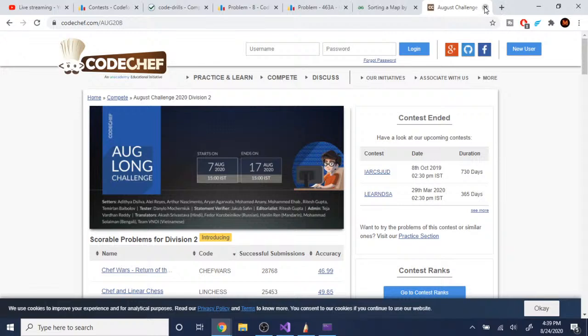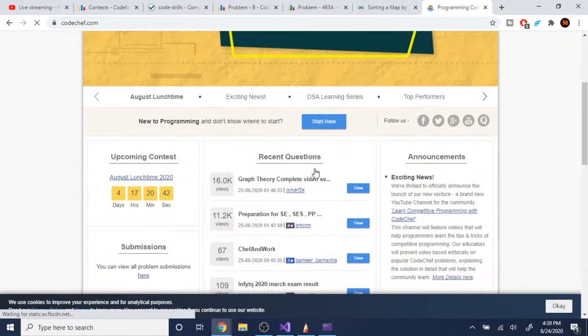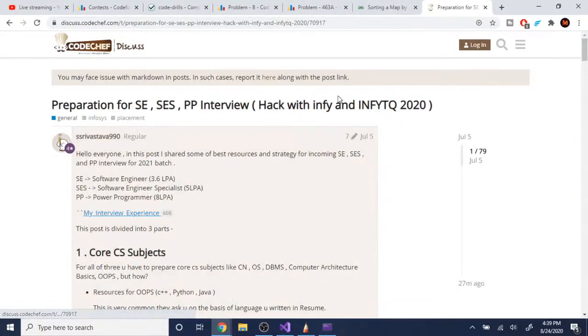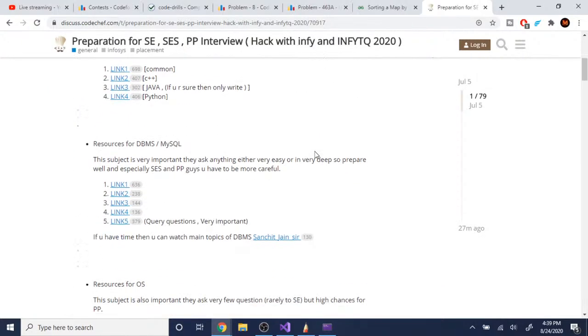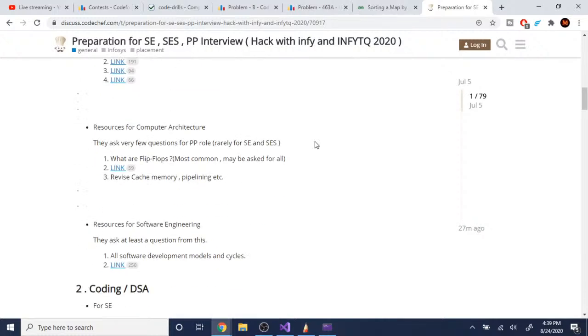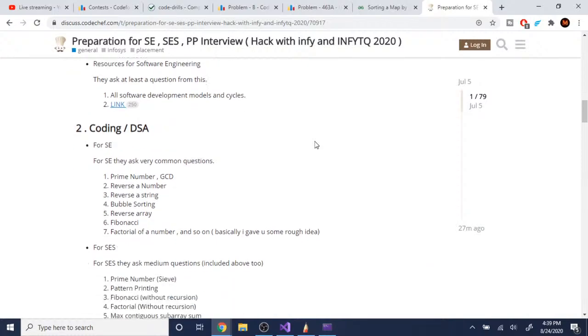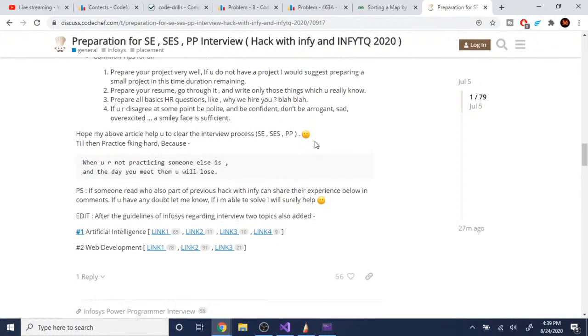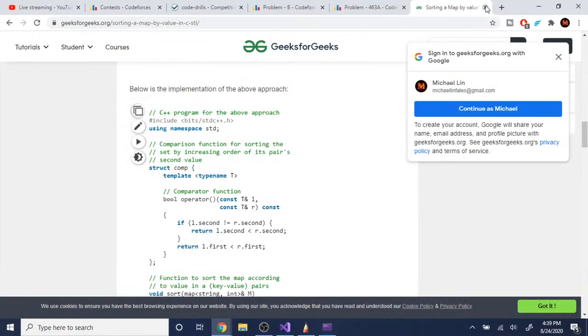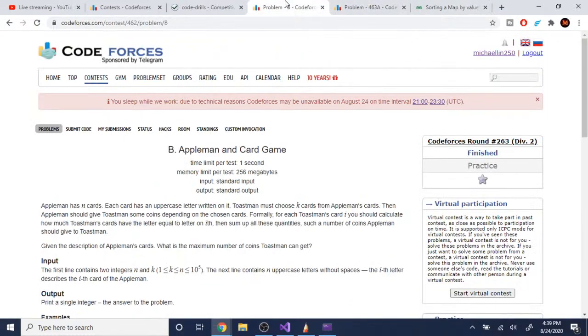I don't like CodeChef though. Too many people cheat on this. Lunchtime is in 4 days. Preparation for SE, but what is this? Okay, that's too much computer science-y stuff.